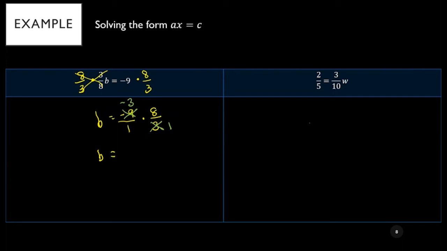And so then we end up with b, and so we multiply straight across. We have -3 times 8, which is -24. And then 1 times 1 is 1. So it's just -24 over 1. And you write your answer simplified as just the whole number, because any number over 1 is a whole number. So we end up with an answer of -24 here.